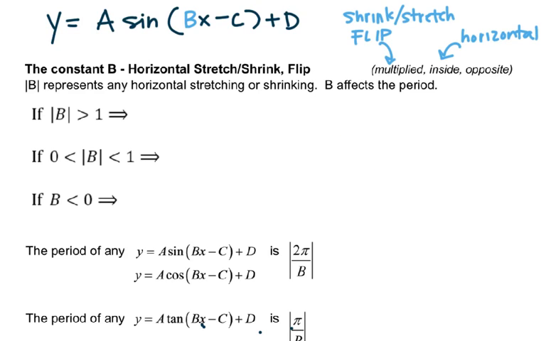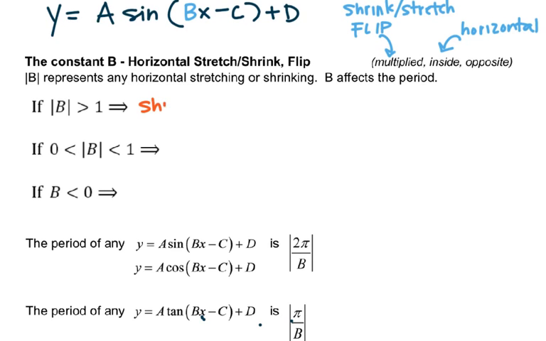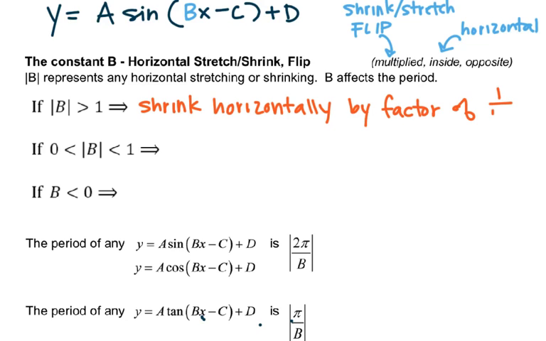B also affects the period. Now, if the absolute value of b is a number greater than 1, normally you think, hey, you multiply by a number bigger than 1, it should get bigger. Well, remember, it does the opposite. This is going to shrink horizontally by a factor of 1 over b. We're doing the opposite. So the opposite of multiply is divide.